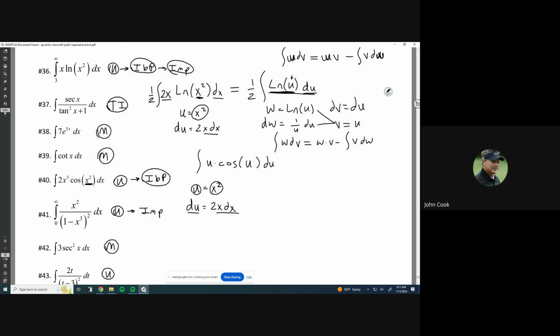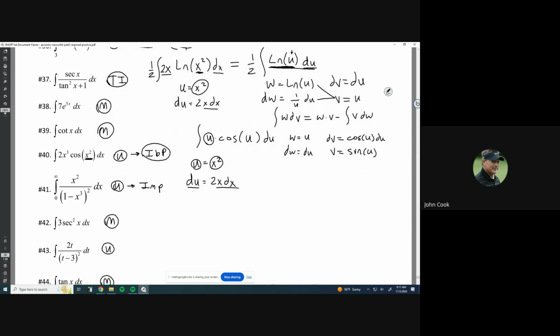And in this case, if we use LIATE on this, the algebraic expression u is going to be the one that we're going to set equal to w. So w equals u, dw is equal to du, and then our dv is going to be equal to the other stuff, so cosine of u du, and v is going to be equal to sine of u. All right, so now when we use integration by parts, here's what we end up with. So it's going to be this times this, and then minus that times that, so it'll be u times the sine of u minus the integral of v dw, so that's going to be sine of u and then du. Excuse me.